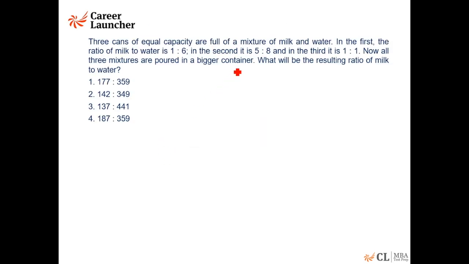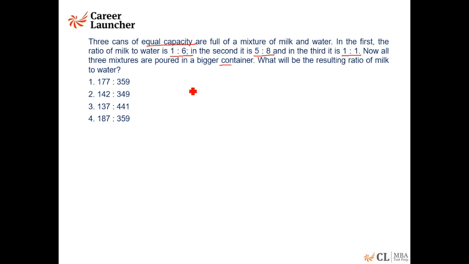Two cans of equal capacity are full of mixture of milk and water. In the first, the ratio of milk to water is 1:6, in the second it is 5:8, and in the third it is 1:1. All three mixtures are poured into a bigger container. What is the resulting ratio of milk to water? Now, 3 cans of equal capacity.